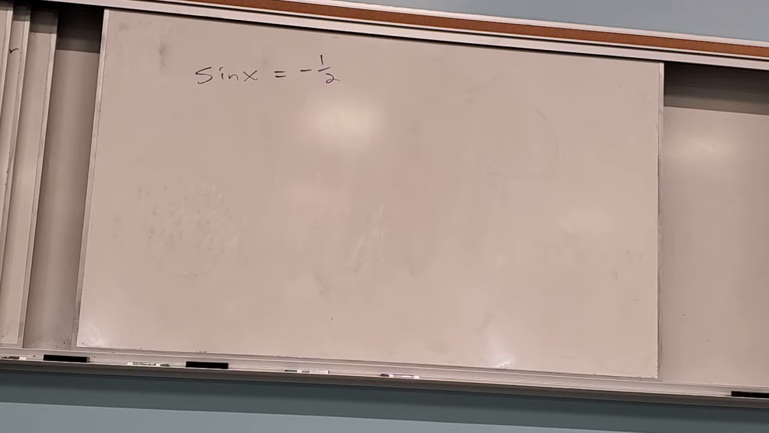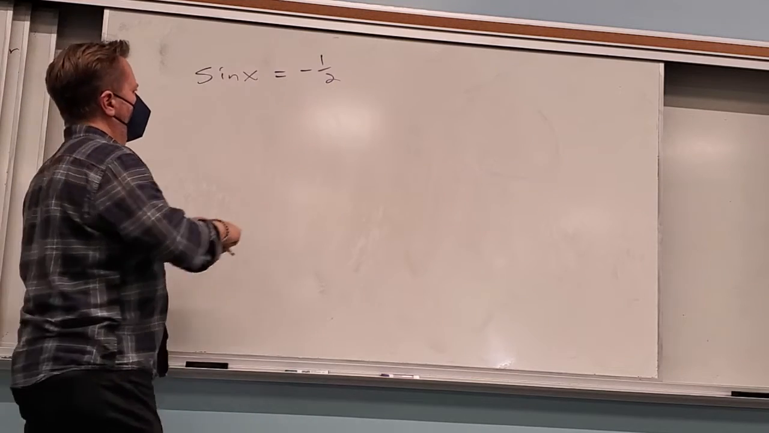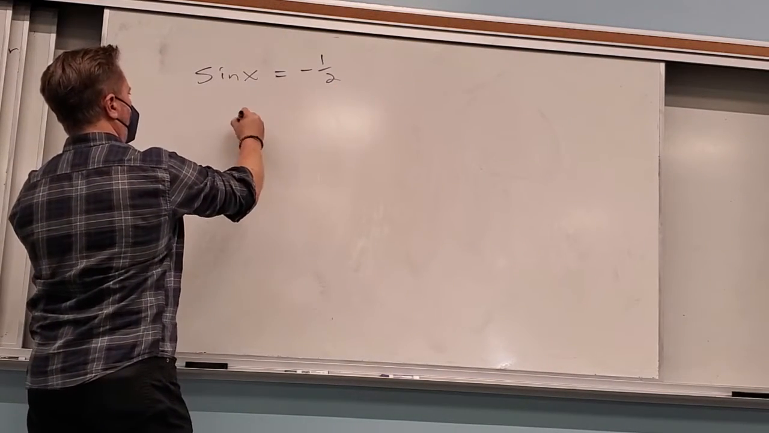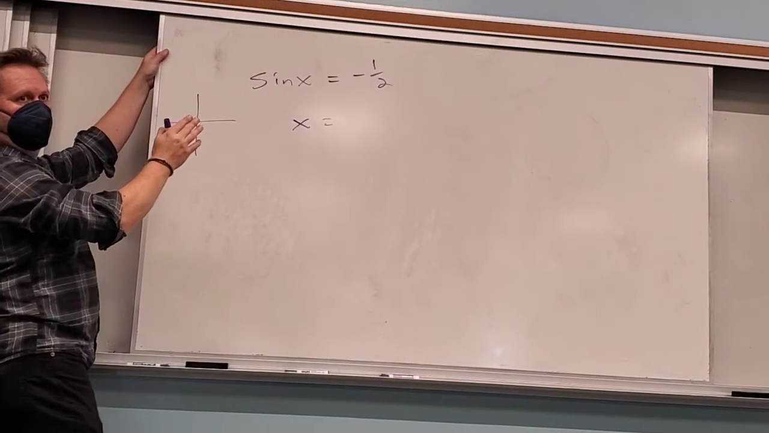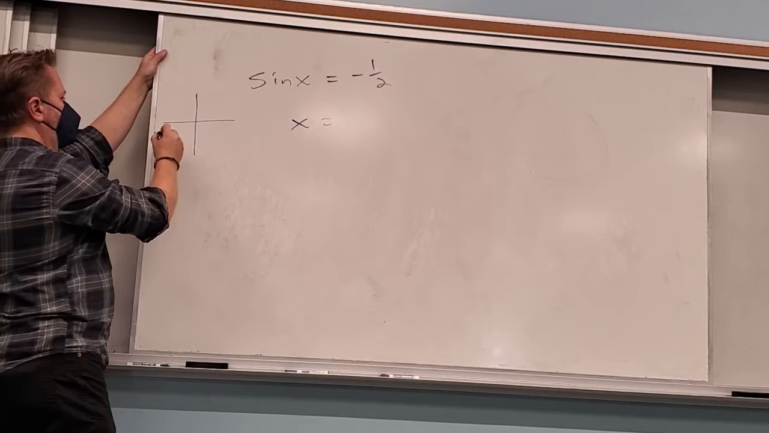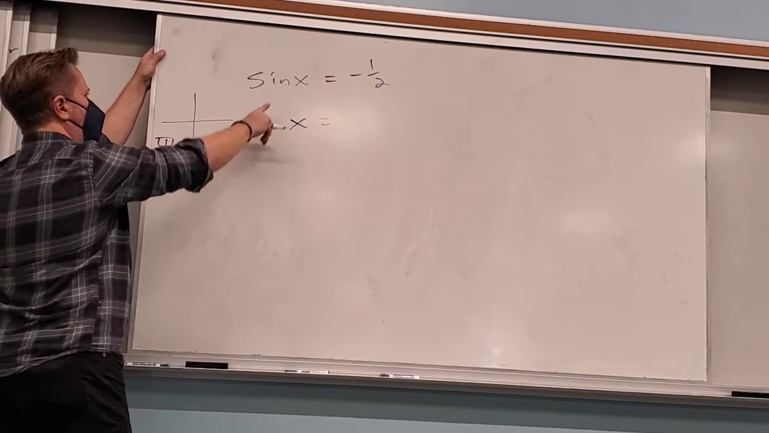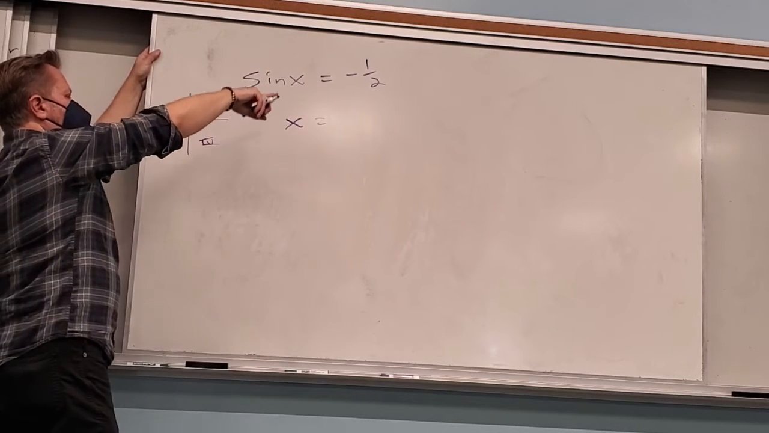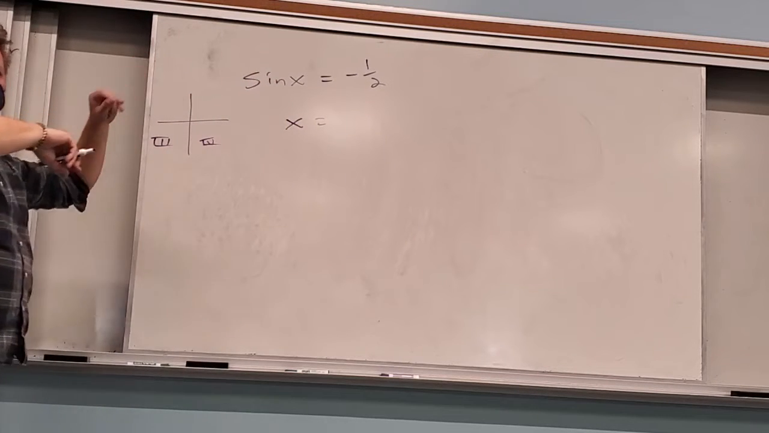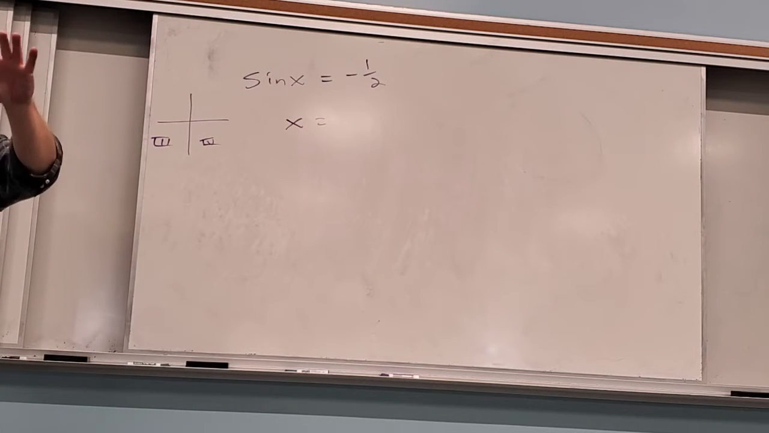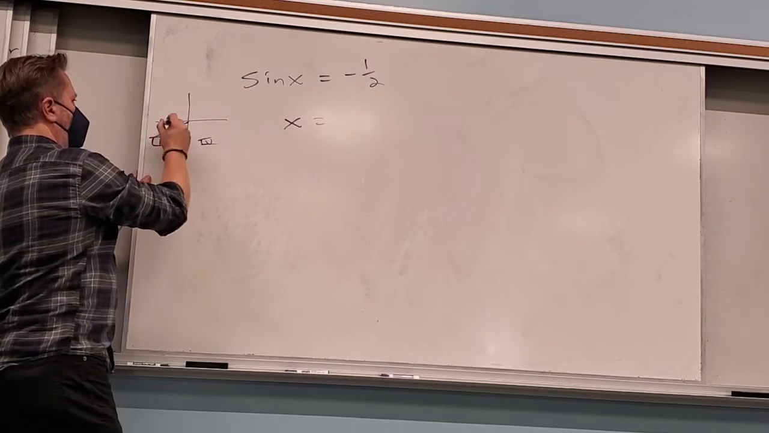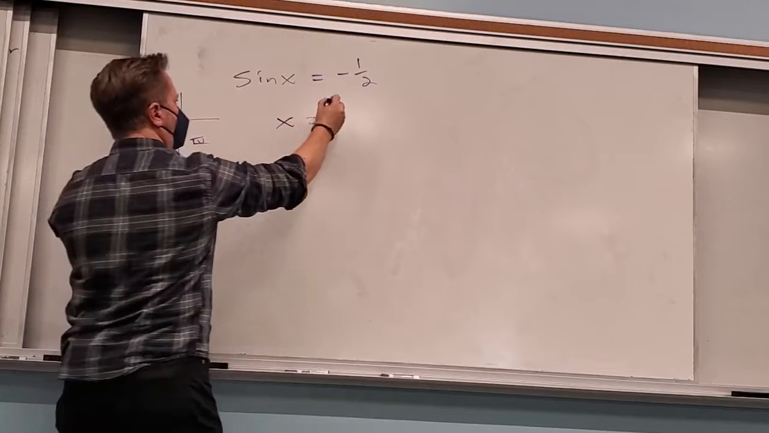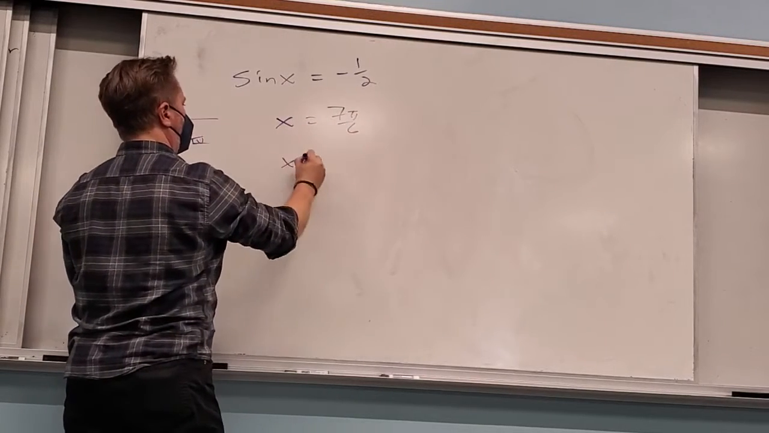Let's do that. So if you think, again, what quadrants will we be in? 3 and 4. Same reason as the last problem, the sign is negative. What's the reference angle that makes it 1/2? Pi over 6. Right. So now if I'm in the third quadrant, 7 pi over 6, I like it. And the other possibility.